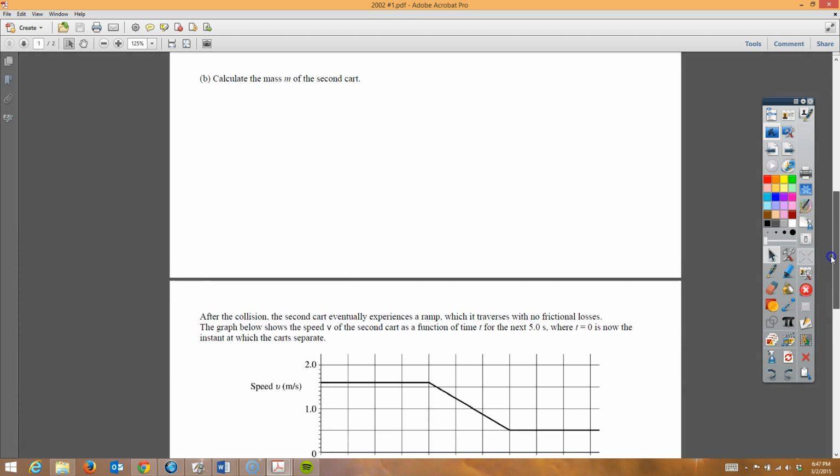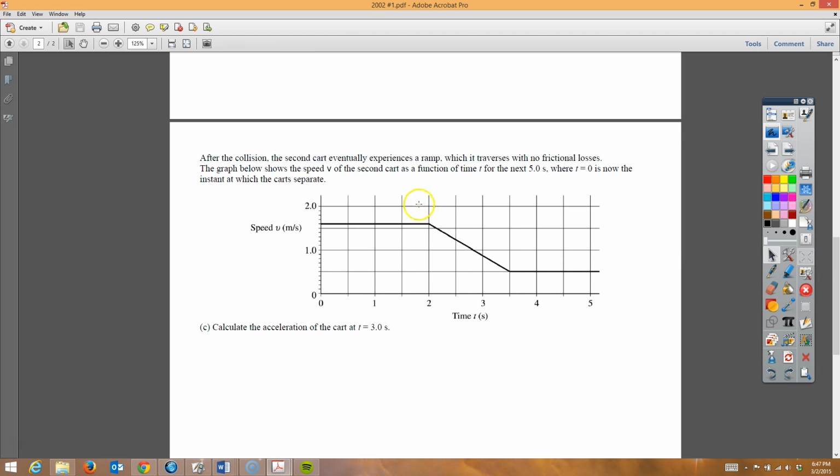After the collision, the second cart eventually experiences a ramp, which it traverses, and all that means is it just travels along the ramp with no friction. The graph below shows the speed of the cart as a function of time for the next 5 seconds, where t0 is now the instant at which the carts separate. So this is an inelastic collision. I'm sorry, it's an elastic collision because they did separate.